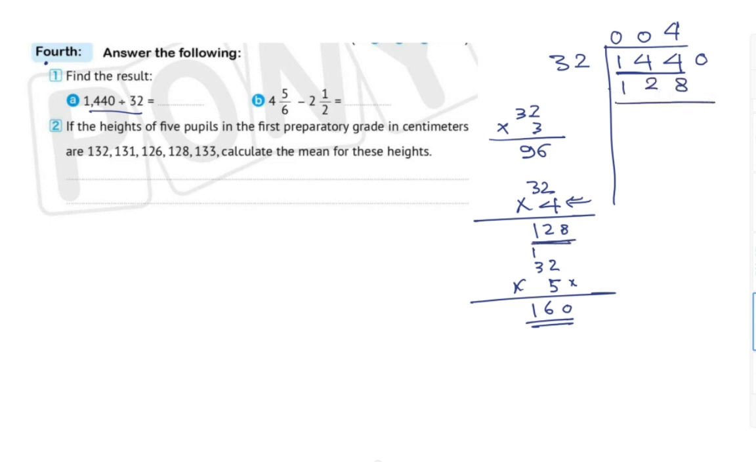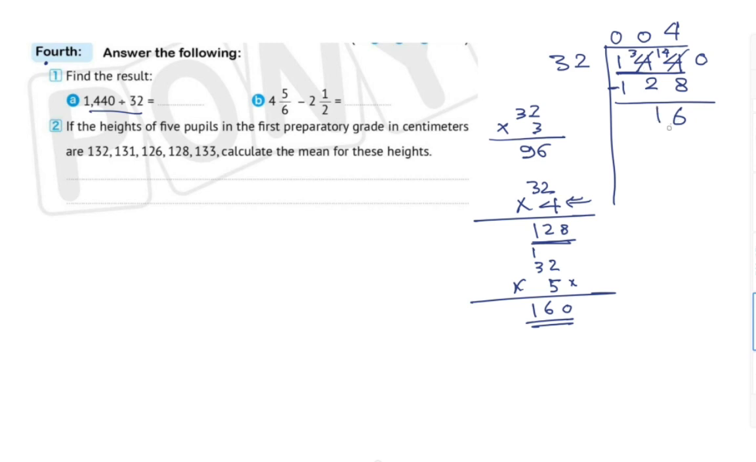128. Now subtract. 4 minus 8, no way. I will borrow 1 from this 4, which becomes 3. So I have 14 minus 8, that equals 6. 3 minus 2 equals 1.